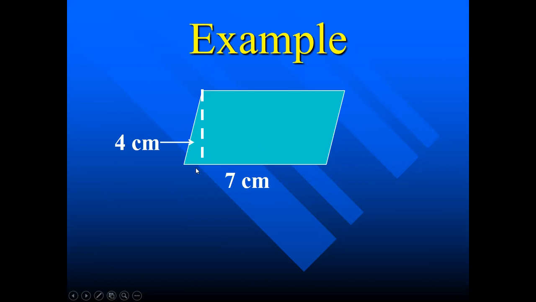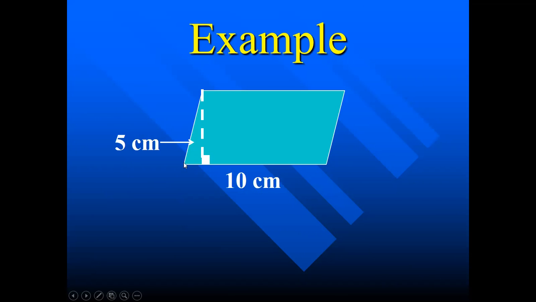Examples. In this parallelogram, the length of the base is 7 and the length of the height is 4. For that, the area is base multiply height, we multiply 7 by 4. 7 multiplied by 4 equals 28 square centimeters. In this parallelogram, the length of the base is 9 and the length of the height is 5. We multiply the length of the base multiply the length of the height. 9 multiplied 5 equals 45 square centimeters.